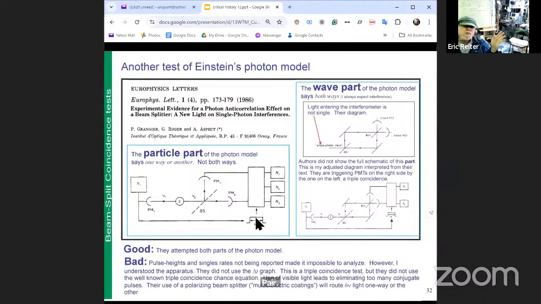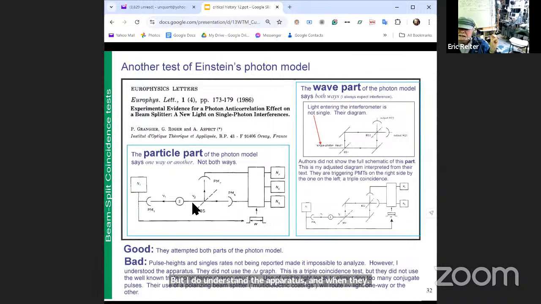They didn't use the triple coincidence chance equation, which was really straightforward. They didn't tell me the singles rates. They didn't tell me a whole bunch of stuff. So it's very difficult to analyze just really what's going on here. But I do understand the apparatus.